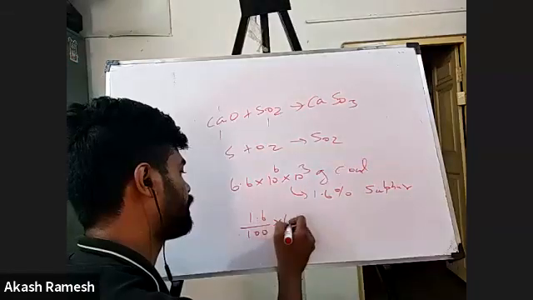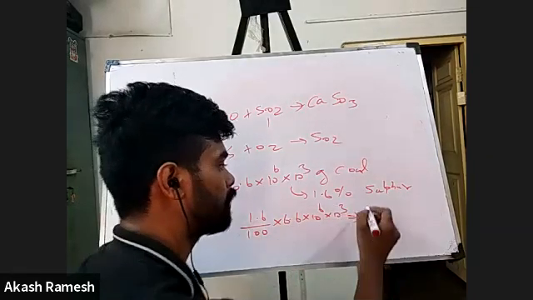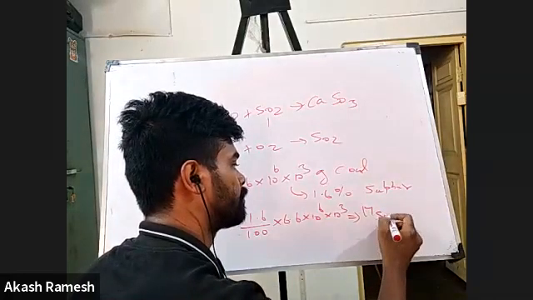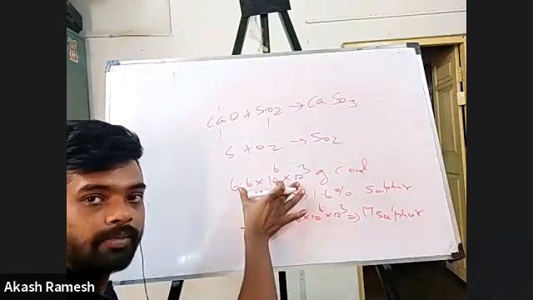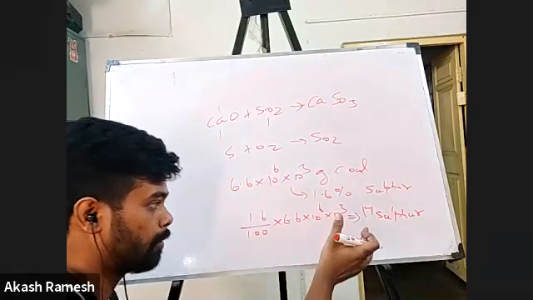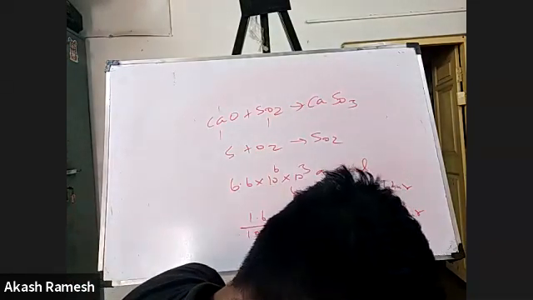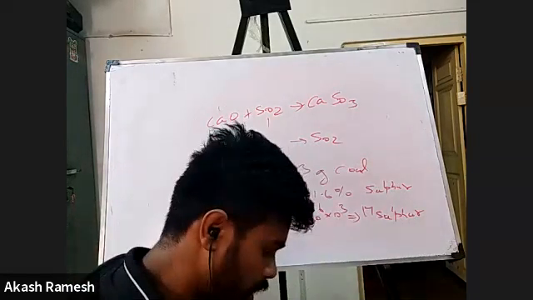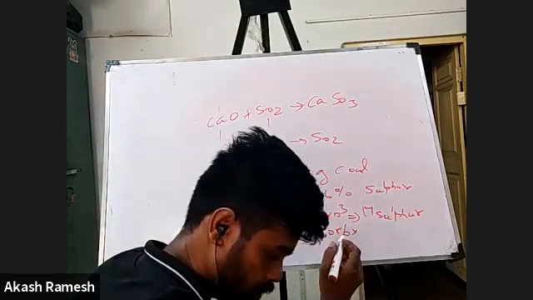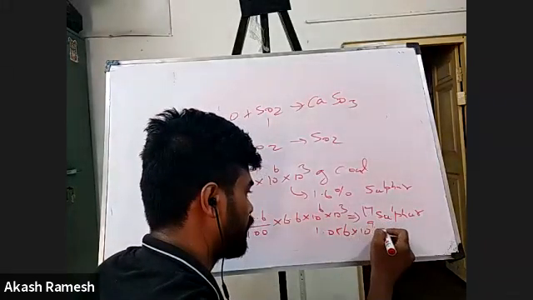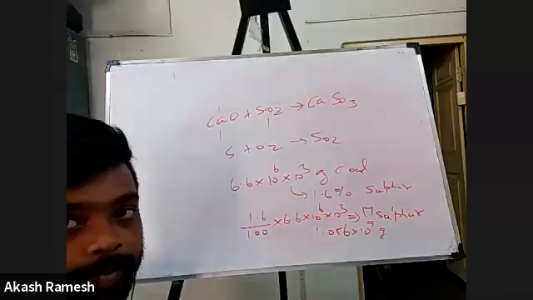1.6 divided by 100 into 6.6 into 10 to the power 6 into 10 to the power 3. This will be the mass of sulfur, isn't it? 1.6% of this value will be the mass of sulfur, correct? And you will find the mass of sulfur to be 1.056 into 10 to the power 9 grams. Now this is the mass of sulfur. I easily found out 1.6% of this value, correct?